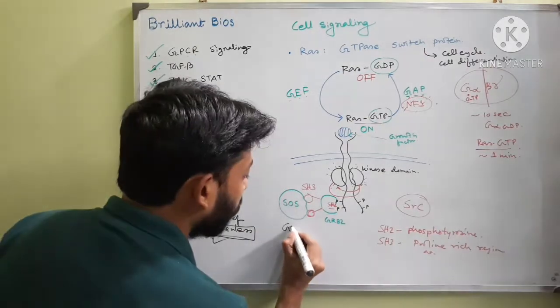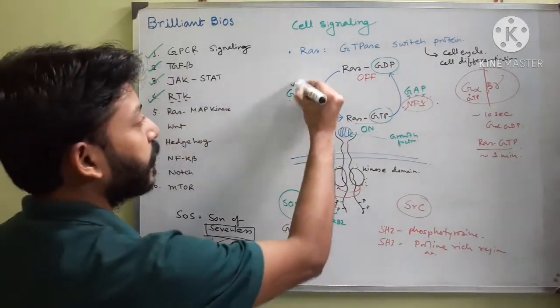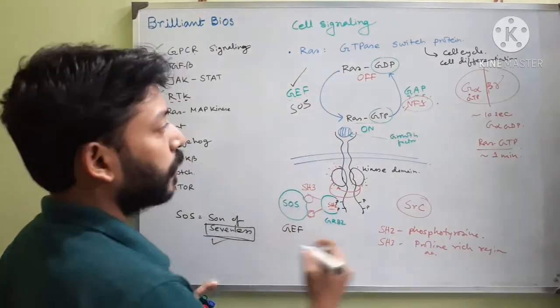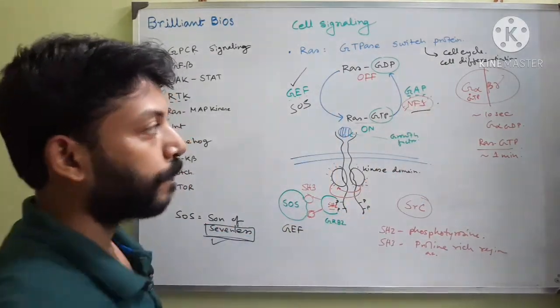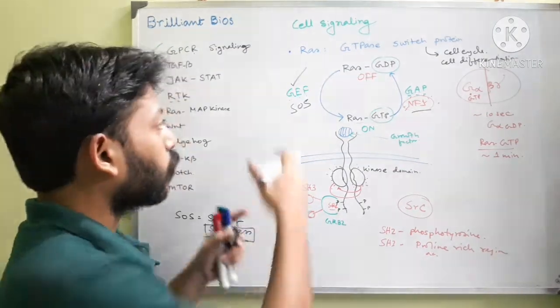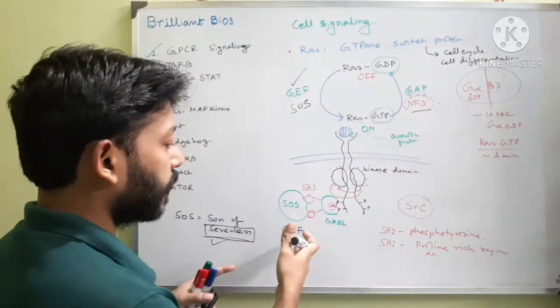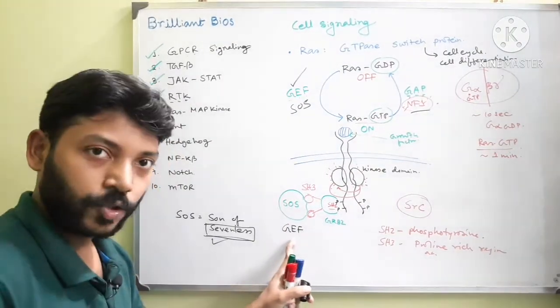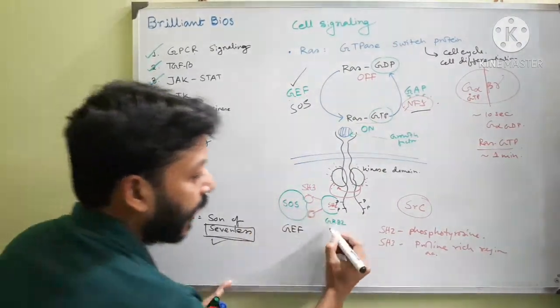This is actually the GEF I have mentioned here, GEF. SOS is the GEF, an example of a GEF. The example of a GAP is NF1. There are so many GAPs and so many GEFs present. I am giving one example, just SOS and NF1. When this GEF SOS binds with this GRB2, this is the adapter protein.